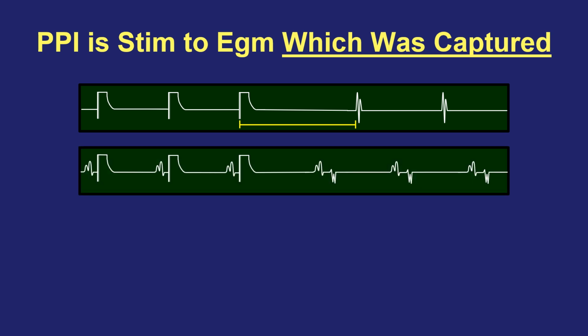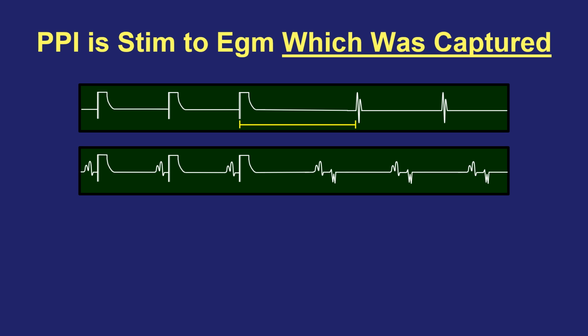But what if this is your situation, and when you're not pacing, you have these 2 components that we talked about earlier, and during pacing, you're not capturing them both. You still see some electrogram during pacing. How do you measure this post-pacing interval? The answer is that you must measure from the last pacing stimulus to the first sharp component of the electrogram that was captured. That's how the post-pacing interval is measured.